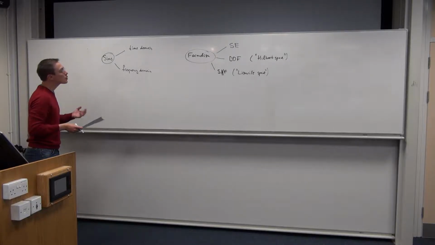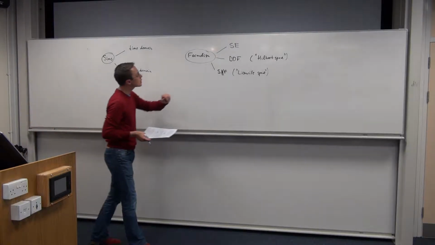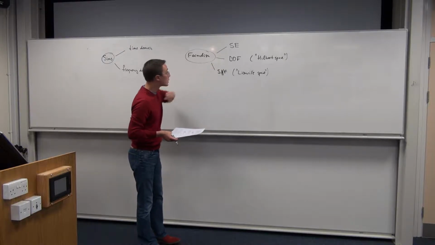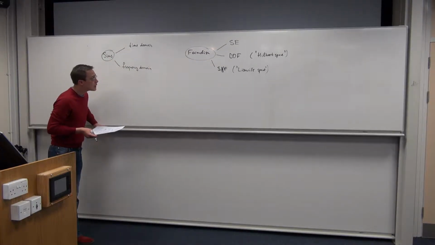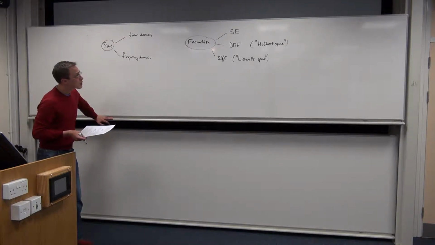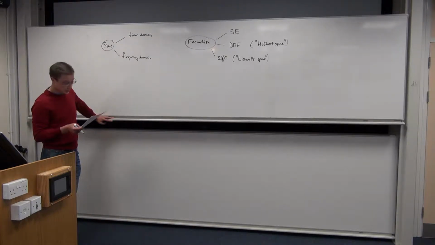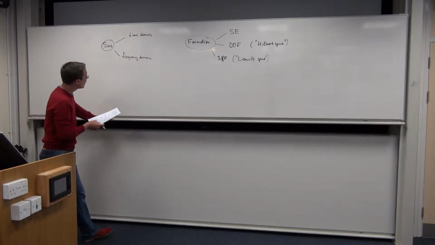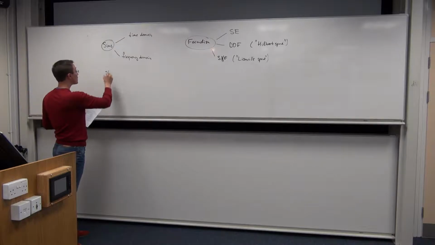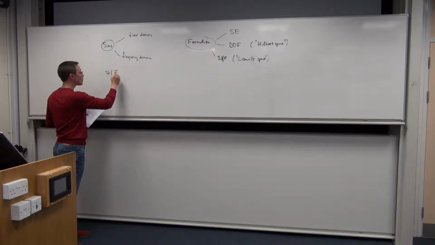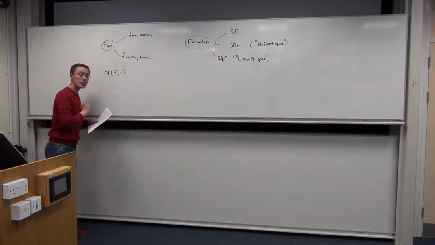Now let's start with the Schrodinger equation then, and over the next few lectures just work our way down this diagram. And let me start by explaining why Schrodinger's equation isn't good for describing ensembles. If we have a wave function that our system is in, it would be a function of some coordinates and it would be a function of time.